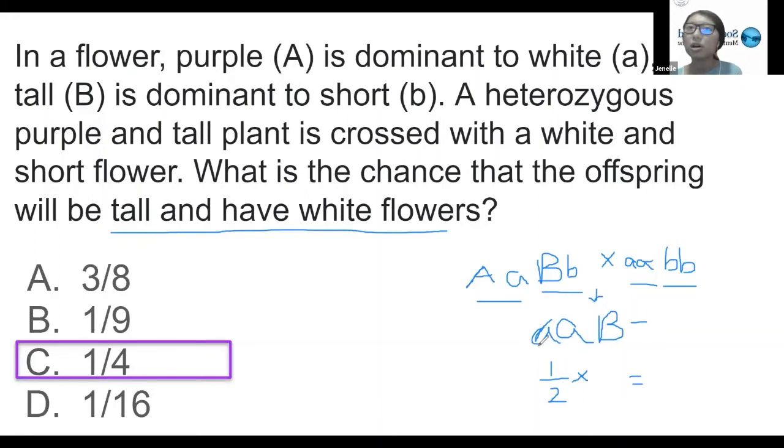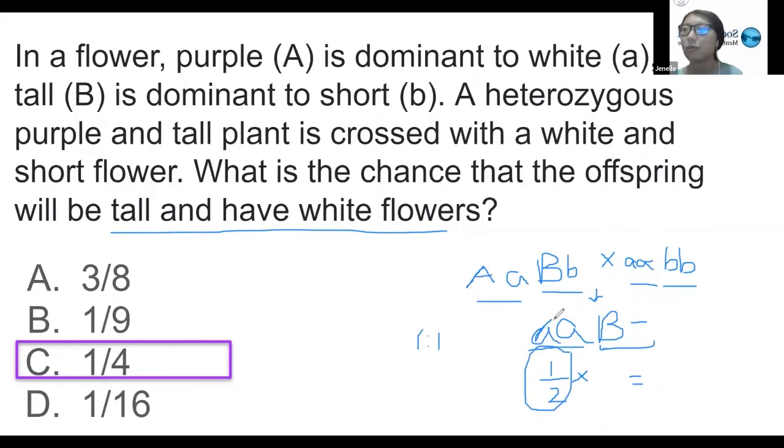So in order to be tall, you can just have big B with something else. It could be either big B big B or big B little b. And having white flowers has to be little a, little a. And so when you cross the big A little a with the little a, there is a 1-to-1 ratio, which I showed in that proportions chart.